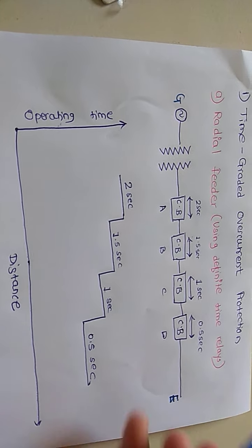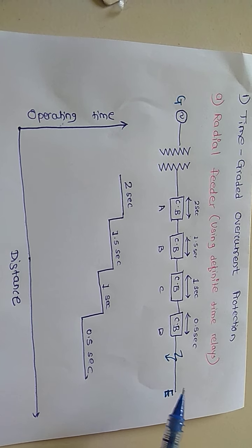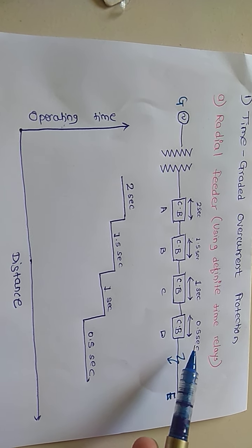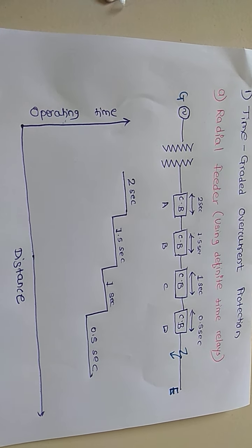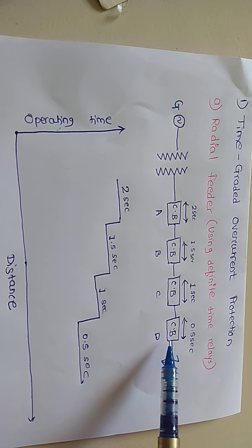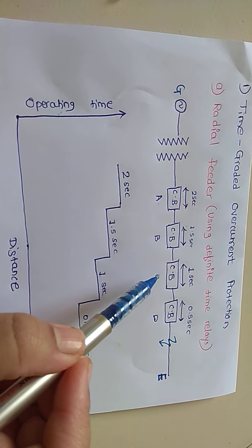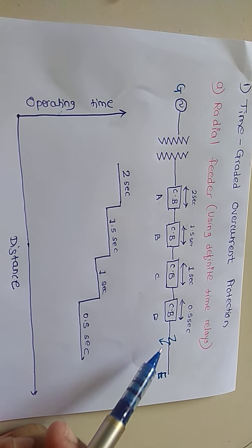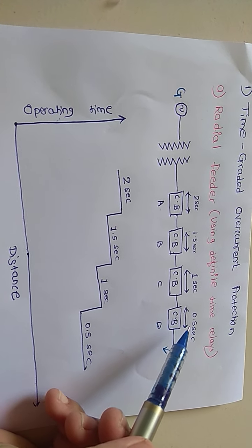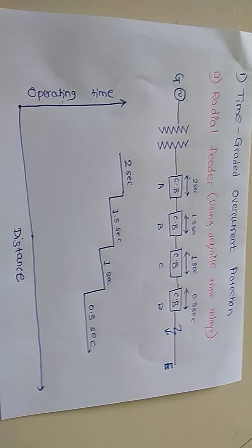Suppose a fault occurs in this section, that is section DE. Then relay D will operate in 0.5 seconds. That is, the circuit breaker at D will operate first in order to clear this fault. Then all other relays, A, B, C, will become inoperative. That is, the relay having the lesser operating time will operate first, and all other relays will become inoperative.